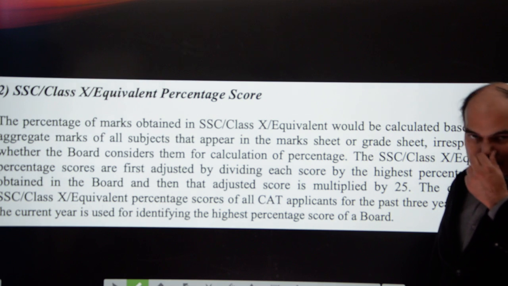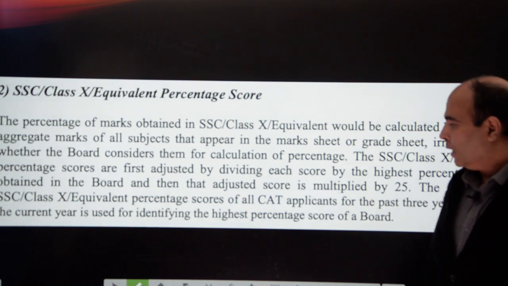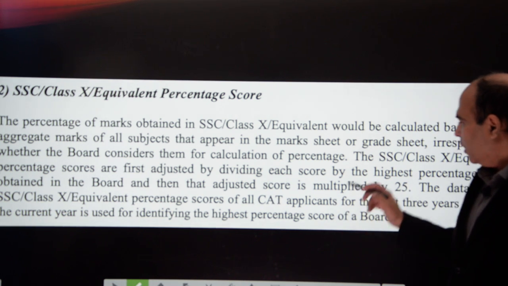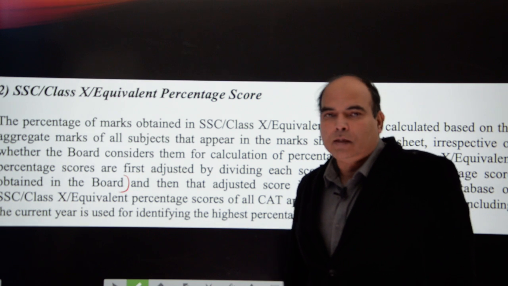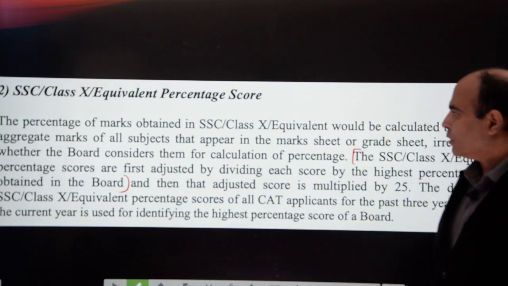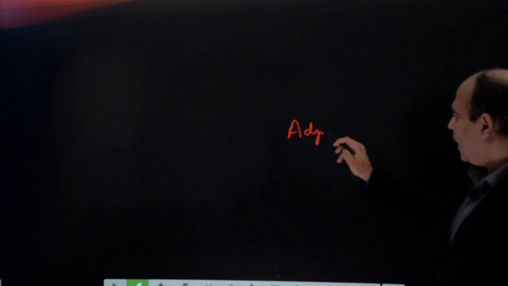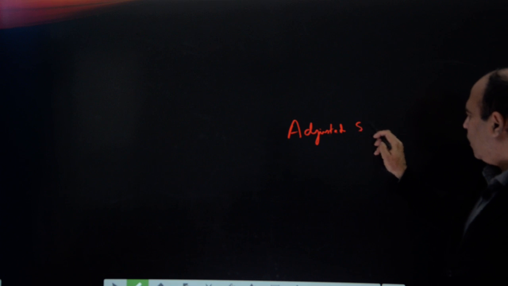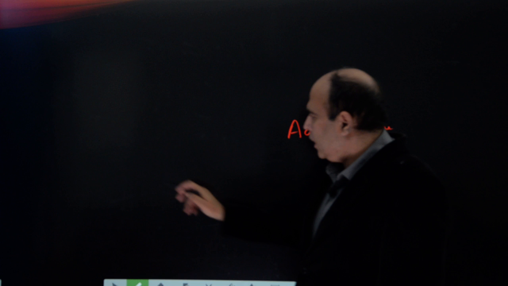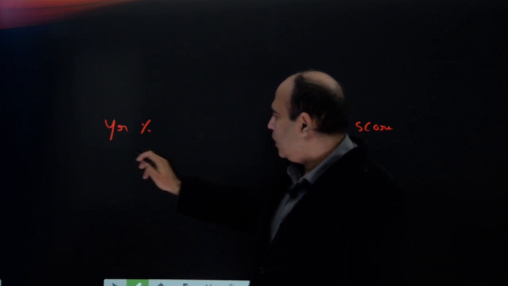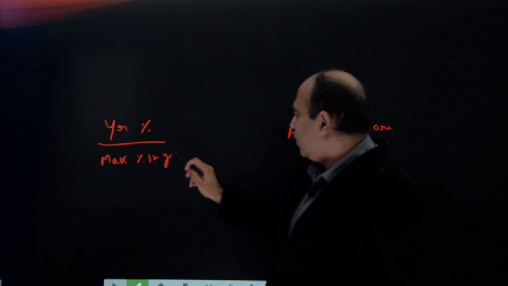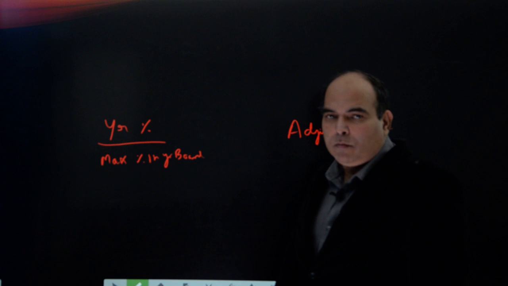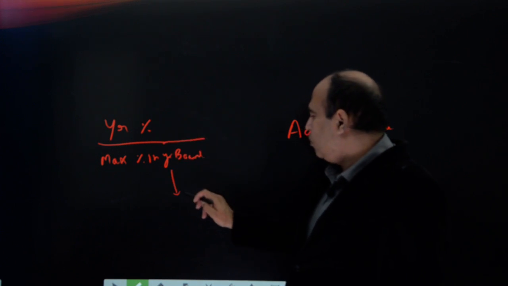The second change is the SSE, or class 10 equivalent percentage score. As I have already mentioned in the previous video also, they do a good thing here by actually comparing you with other people in your board. That's something that they maintain. If you look at how the class 10 index score is calculated, first they calculate an adjusted score of class 10th. The adjusted score is decided by this formula: your percentage divided by the maximum percentage in your board. That's also important: the maximum percentage in your board is not an absolute maximum. It is the maximum percentage in your board of those who have applied to IIM KOZHIKODE.